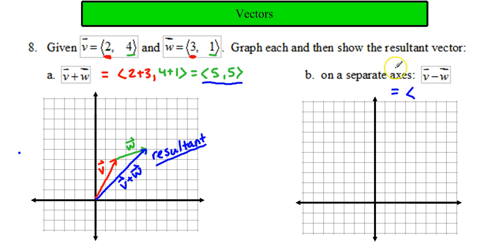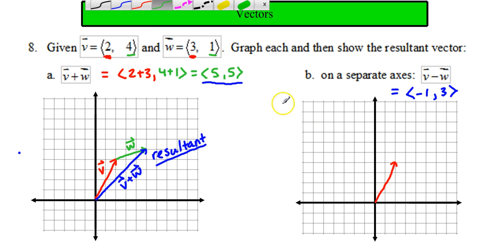When we take the x components of v and then subtract w, we end up with a negative 1. The y components: 4, and then the opposite of 1 is going to be 4 minus 1, or 3. So our resultant vector should look like this. Here again, we want to graph these two vectors in concert with one another. The first one takes us 2, 4. So again, the first one's going to look the same. The second vector is going to take us 3, 1.